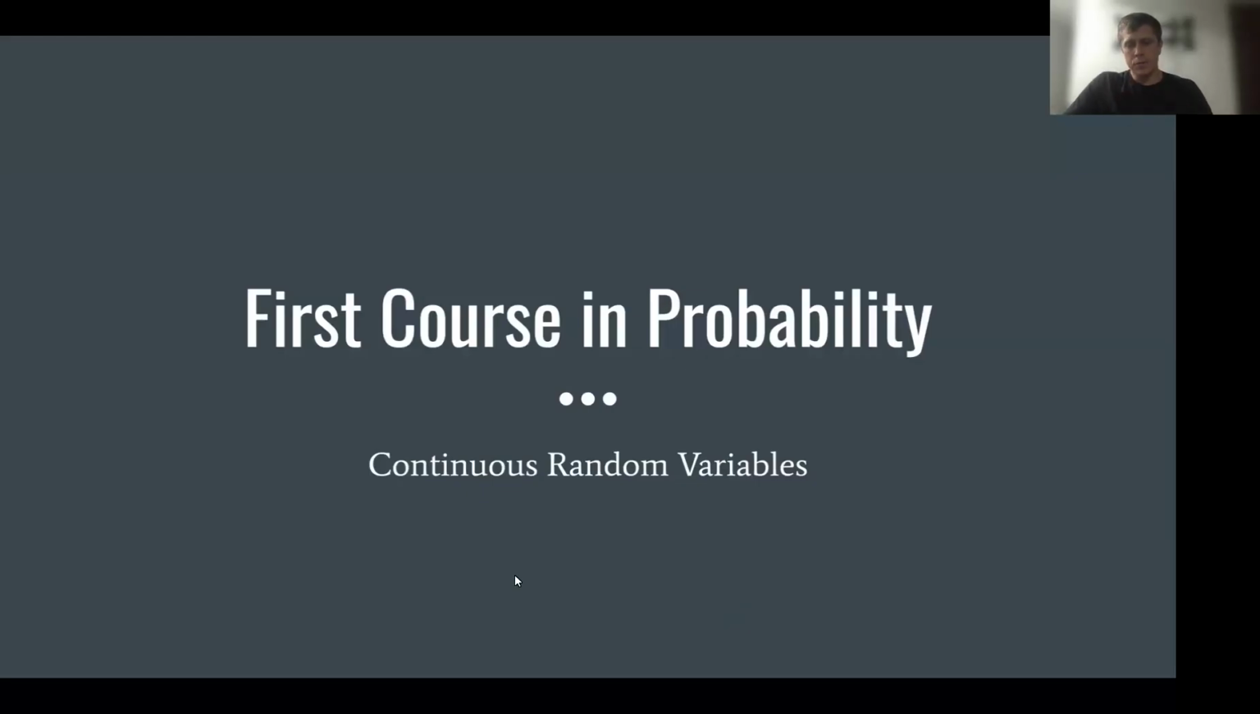All right, our topic now, we're moving on from our primary focus so far on discrete random variables to what are known as continuous random variables. All of the main concepts remain the same. However, there are some important technical aspects that come into play here, and in particular, this is where calculus starts to make its way into the course.